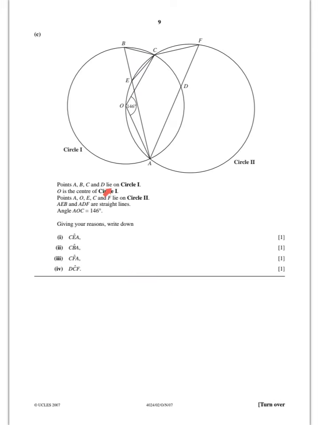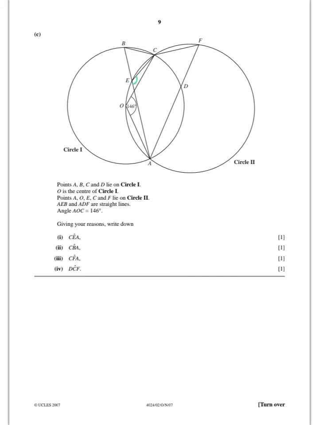Second part. Points A, B, C and D lie on circle 1. O is the center of circle 1. Points A, O, E, C and F lie on circle 2. AEB and ADF are straight lines. Give your answer. Write down CEA. Firstly, we need to mark that angle CEA. That angle is CEA, right?